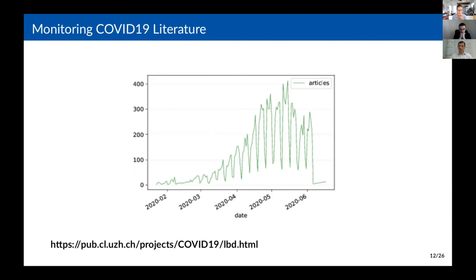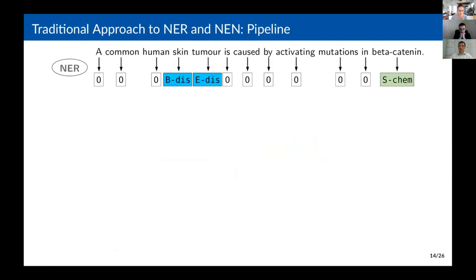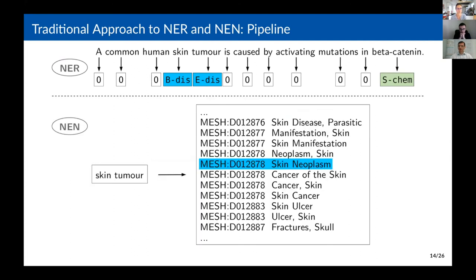Now, I have a few more slides describing the methods that we use, but I will go very fast because I don't have time. So basically, there are two steps in order to recognize biomedical entities. One is to recognize the span of text that describes the entities, like the examples skin tumor and beta catenin. And the next step is to find in the dictionary, in the original repository, the ID of that resource, so to which concept that particular piece of text corresponds. This seems easy, but actually there are many problems of ambiguity that have to be solved.